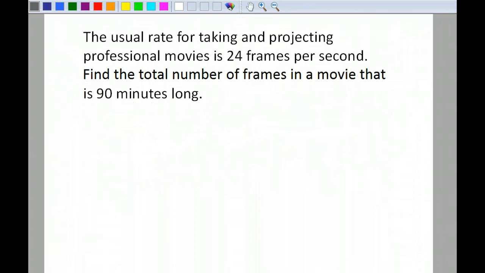Now let's take a look at one more word problem. The usual rate for taking and projecting professional movies is 24 frames per second. I want you to find the total number of frames in a movie that is 90 minutes long.